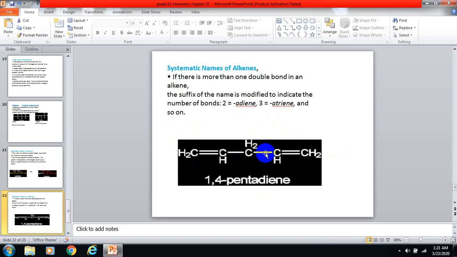If there had been another double bond here, we would know it as 1, 3 and then 4. So 1,3,4-pentatriene. Pentatriene then. But we have two double bonds, so that's why we have diene, double bonds. Okay.